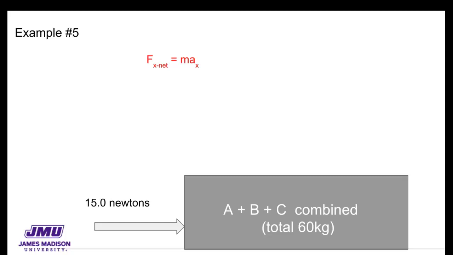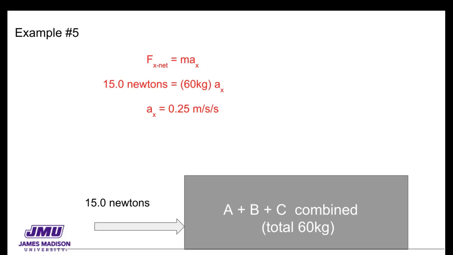The net force will be in the x direction, the acceleration will be in the x direction. The net force is given as 15 newtons. The net mass, or the total mass, is 60 kilograms. And so the acceleration is 0.25 meters per second to the right. That was really easy to do.